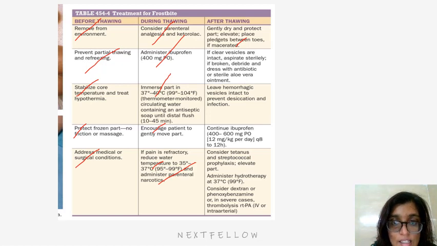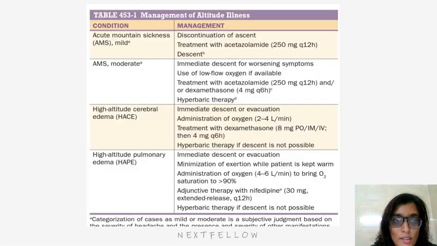If clear vesicles are intact, aspirate sterilely. If broken, debride and dress with antibiotic and sterile ointment. Leave hemorrhagic vesicles intact to prevent desiccation and infection. Continue ibuprofen. Consider tetanus, streptococcal prophylaxis, elevate the part. Administer hydrotherapy. Consider dextran, phenoxybenzamine or, in severe cases, thrombolysis, IV or intraarterial. So this is the treatment for frostbite.